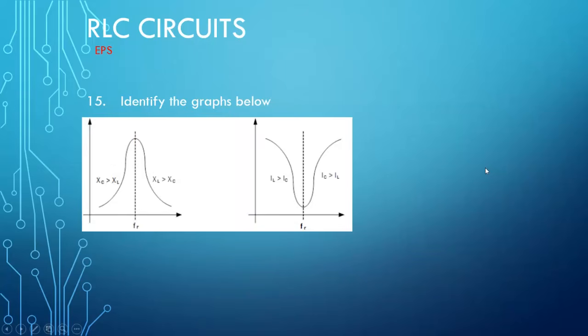Identify the graphs below. Looking at the graphs, notice that the axes have no labels. So knowing the curves, one would have to consider what it is. So A, this is graph A, is the impedance versus the frequency. So there's frequency, this is impedance.